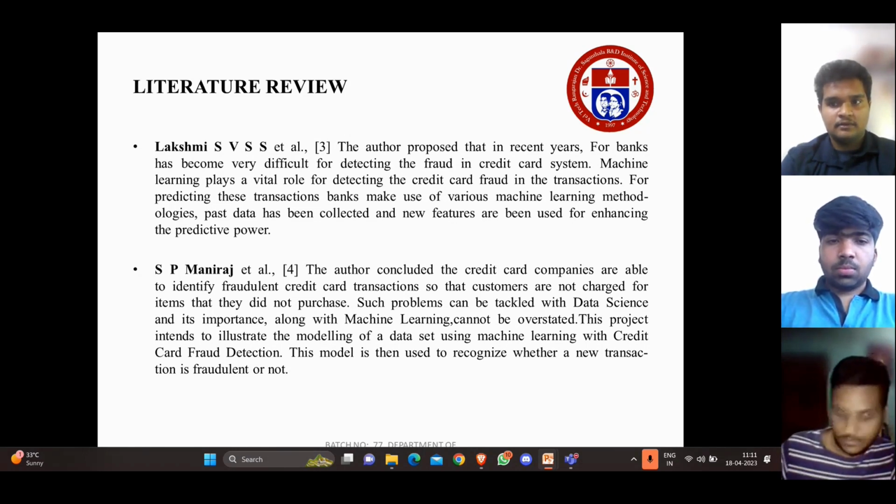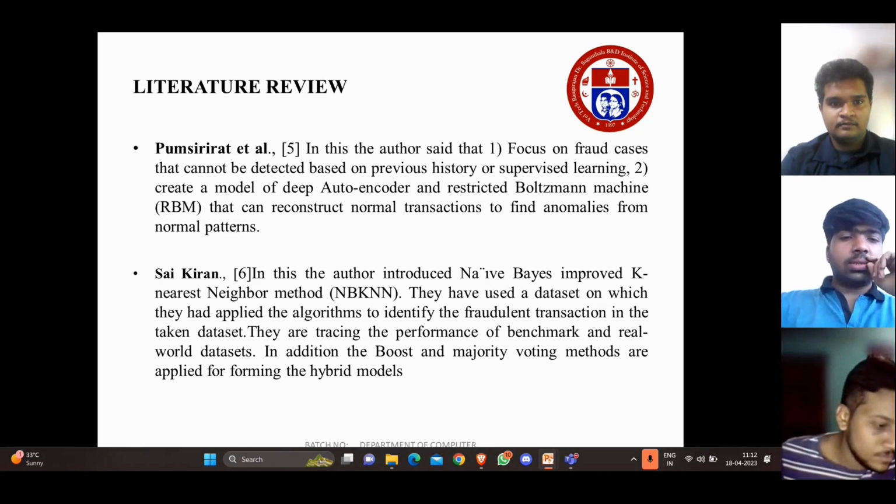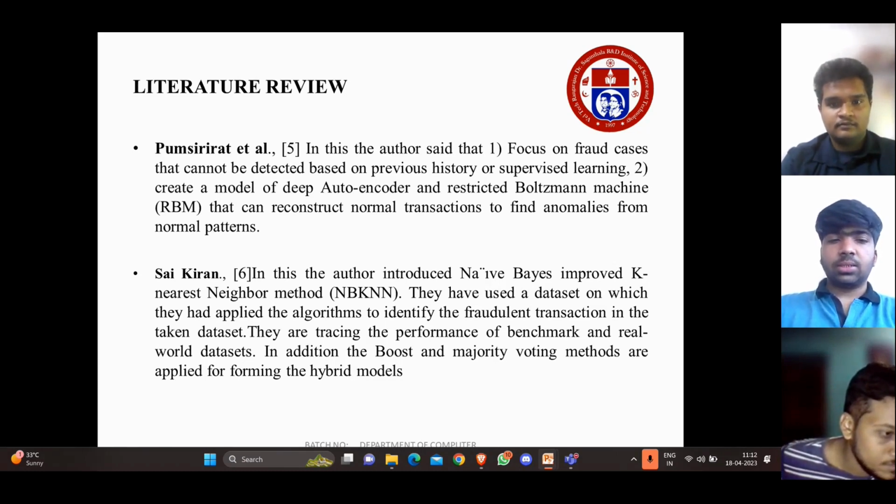Vamsi, next slide, please. Umisirat, Ethel, and Sai Kiran. Sai Kiran described a Naive Bayes and improved k-nearest neighbor algorithm, using a dataset on which they applied the algorithms to identify fraud transactions. With the dataset taken from Kaggle, they traced the performance on benchmark and real-world datasets. In addition, boosting and majority voting methods are applied to form hybrid models.